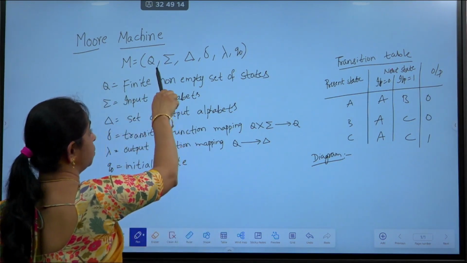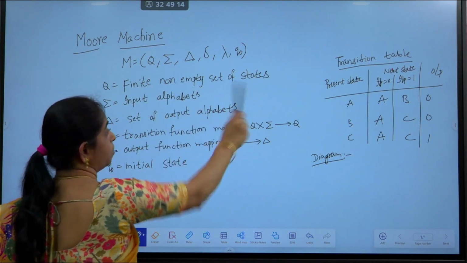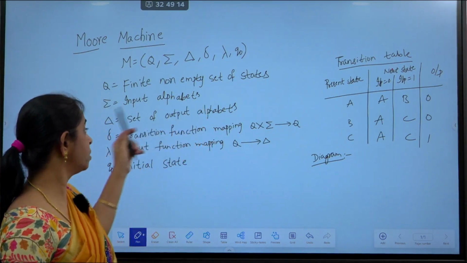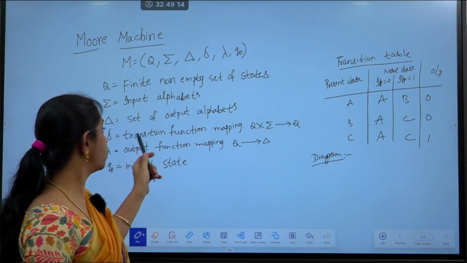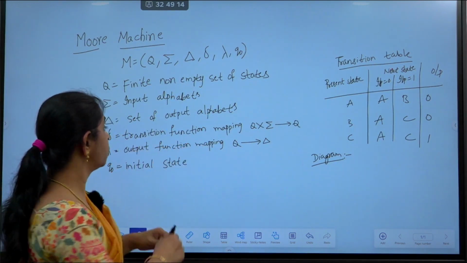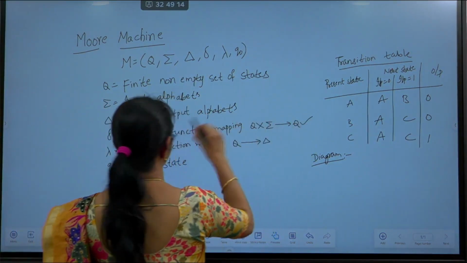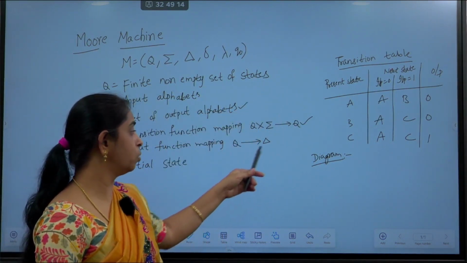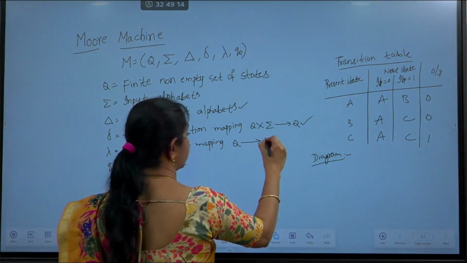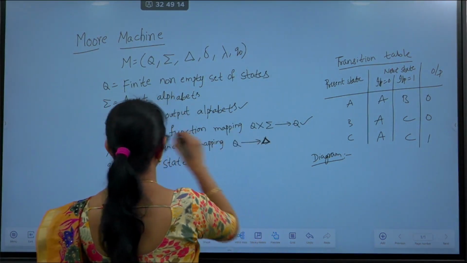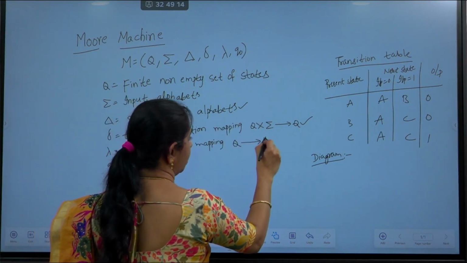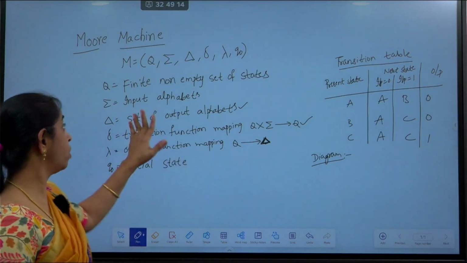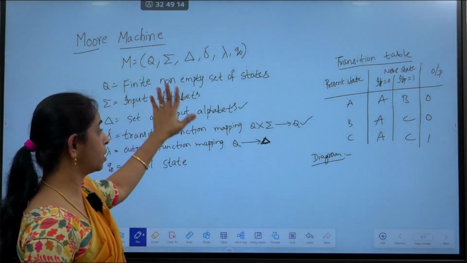So here we have 6 tuples. Q is a finite non-empty set of states. Sigma is the set of input alphabets. Delta is the transition function, a mapping from Q times Sigma to Q. Then we have the set of output alphabets, and lambda is the output function, a mapping from Q to the output alphabet, because here the output depends only on the state itself. Q0 is the initial state. We have already discussed the Moore machine with 6 tuples.